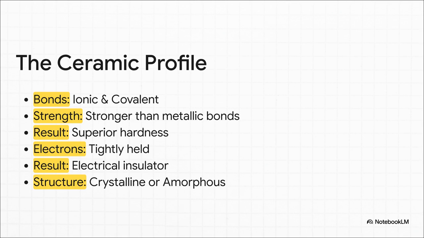Now let's look at ceramics. They use a mix of ionic and covalent bonds, which are way stronger than the bonds you find in metals. And that strength translates directly to their incredible hardness. Also, notice this. Their electrons are held super tightly in place, and that's why ceramics don't conduct electricity. They're amazing insulators. See? It all goes right back to the bonds.